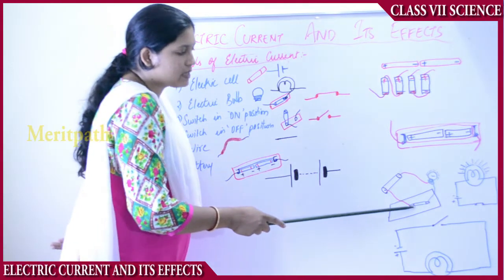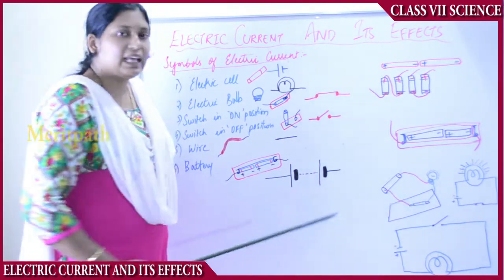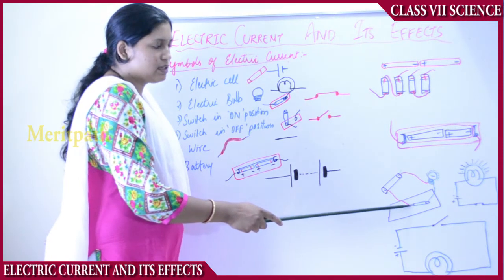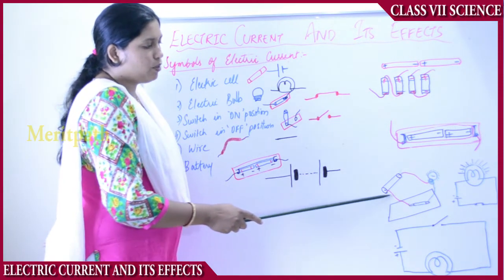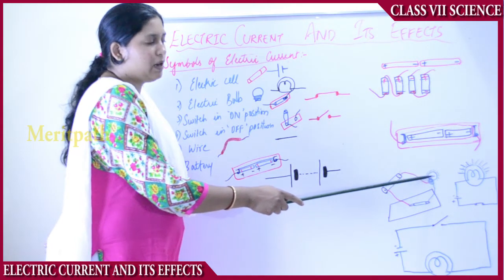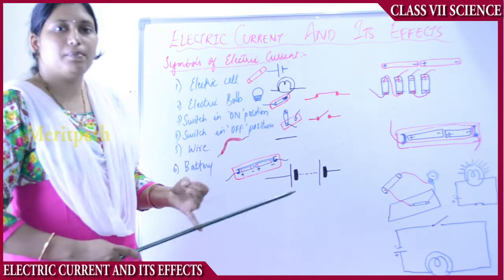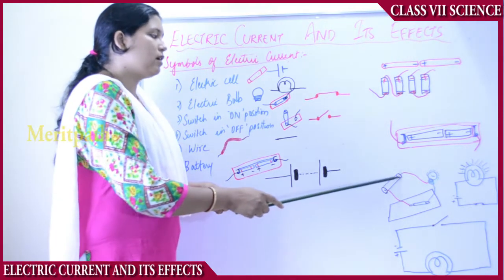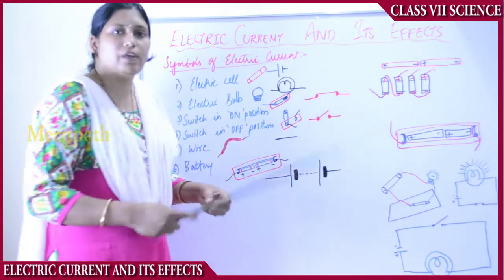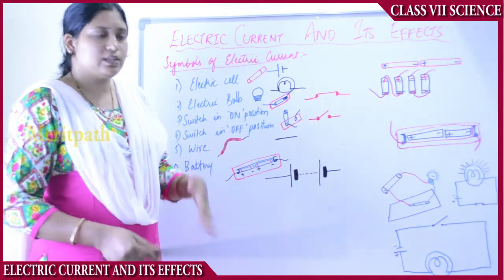Here the safety pin is attached to two iron nails, and this is in the switch on position. The safety pin is touching both the nails, and the two ends of the wires are connected to a battery, and this end is connected to a bulb. So here the circuit is completed. How? Both the end terminals of the battery are connected to the switch, the bulb is glowing, the flow of electricity is there, and the circuit is completing.